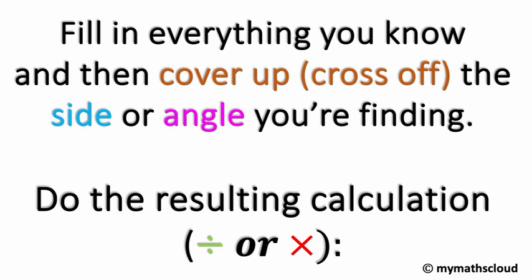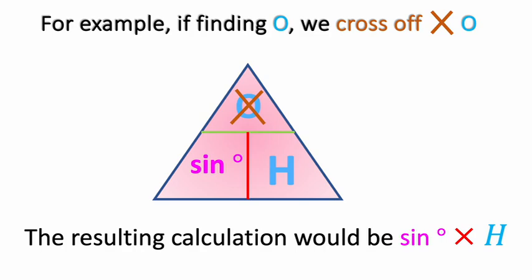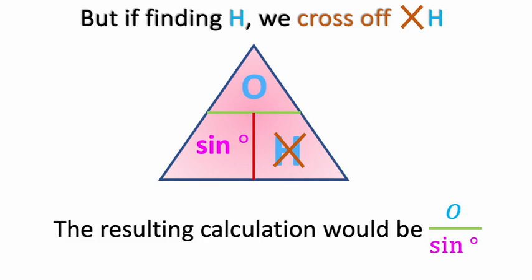Sine, opposite hypotenuse. Cos, adjacent hypotenuse. Ka, tan, opposite adjacent. Toa.